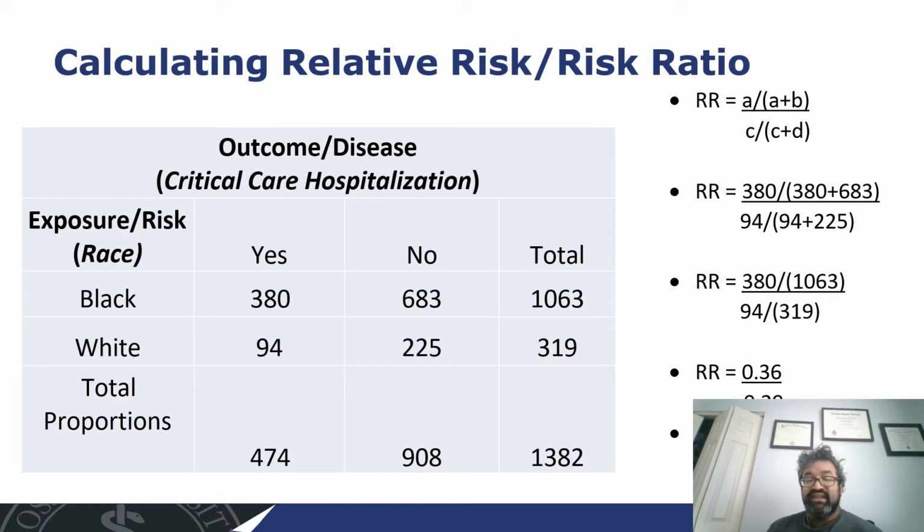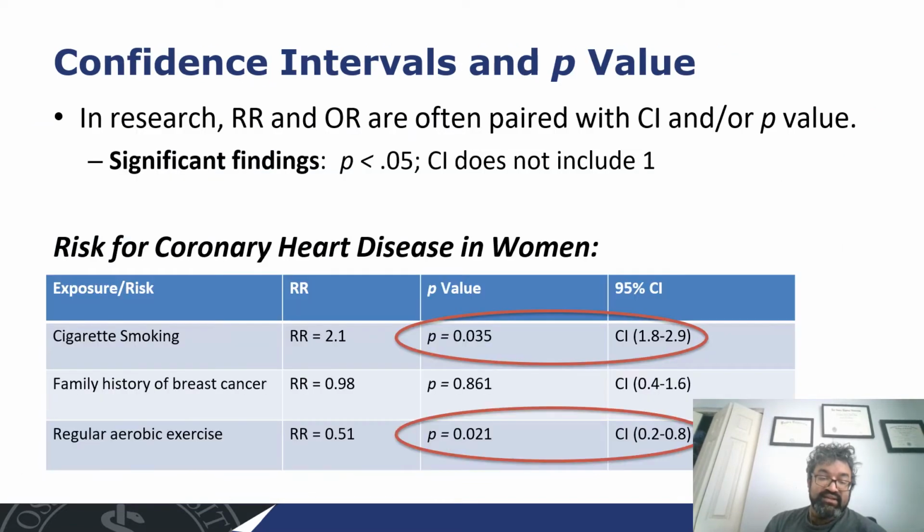So here's relative risk, A over A plus B, and so that's 380 over 1063. Well, A over A plus B, I stand corrected, is 380 over 380 plus 683, which is 1063. So 380 over 1063 divided by 94 over 319. And when you get to that, you can see the relative risk. You can divide that up and take a look what that is.